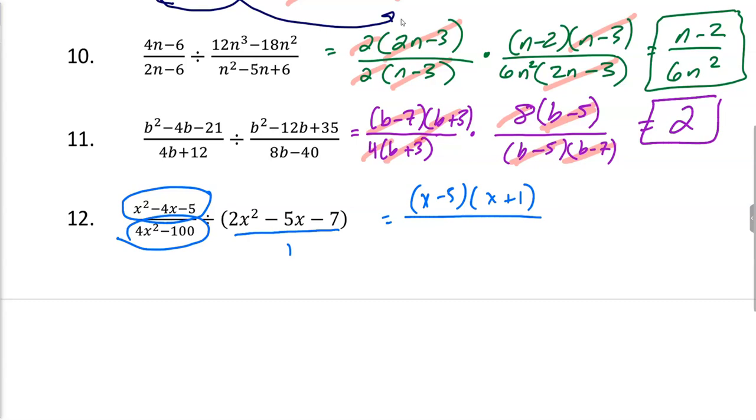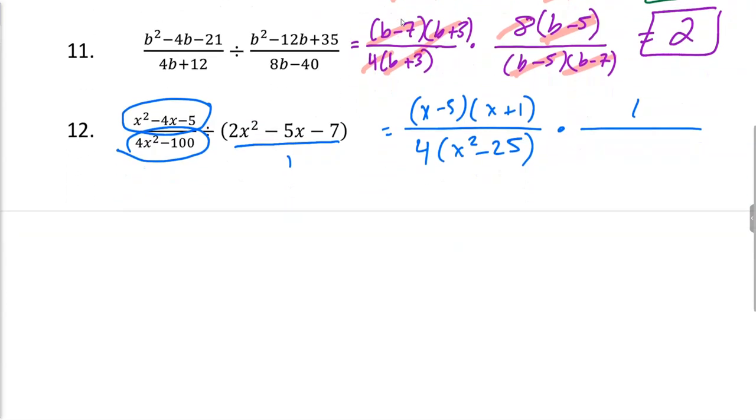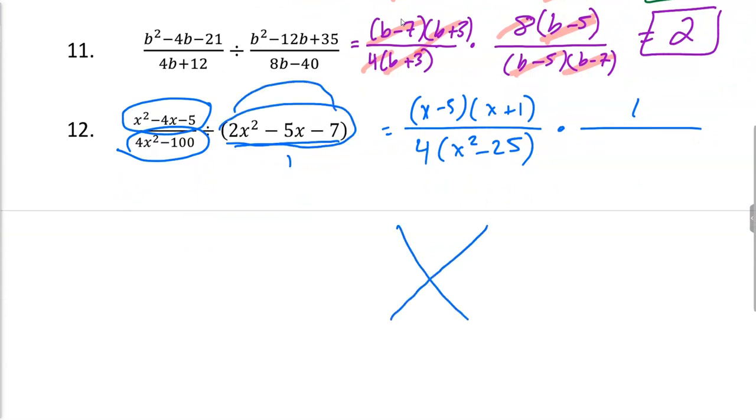Now, what can you do with 4x squared minus 100? You could take out a 4. They're kind of gross, but you get x squared minus 25. This I'm flipping, right? And now this I have to do ugly factoring. We're going to call this ugly factoring from now on, where you just take out -2, -7. Plus 2 minus 7.